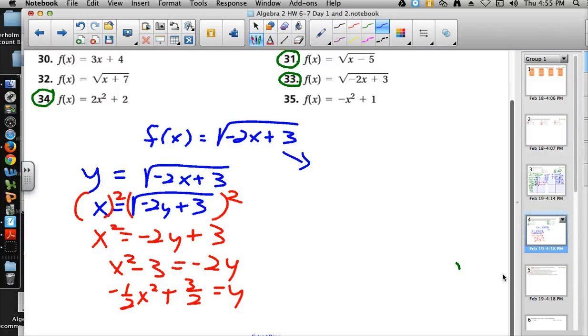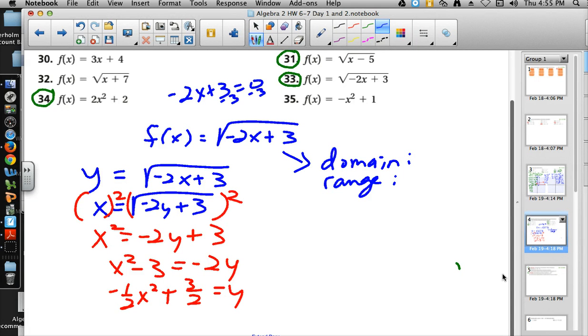So here was the original. And if we're careful about this one, then we don't have to do any new math for the domain and the range for the inverse. So I know that negative 2x plus 3, the lowest that can be is 0, so that's my cutoff. So I'd have to subtract 3 from both sides and divide by negative 2. And that would give me x equals 3 halves. So x needs to be greater than or equal to 3 halves.